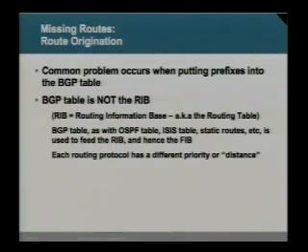BGP table is separate. OSPF link state database is separate. ISIS has its own table as well. Static routes have their own place, and so forth. All these are used to feed the RIB. And the RIB, of course, is then used to generate the FIB. The FIB is the forwarding information base, and that's what generally goes on to forwarding engines in the routers.